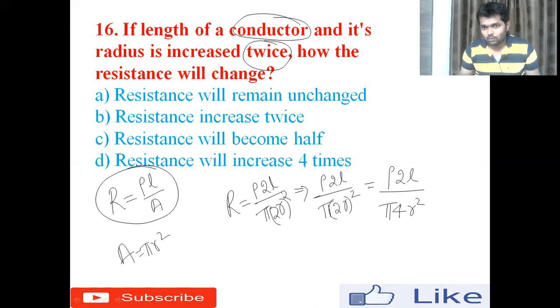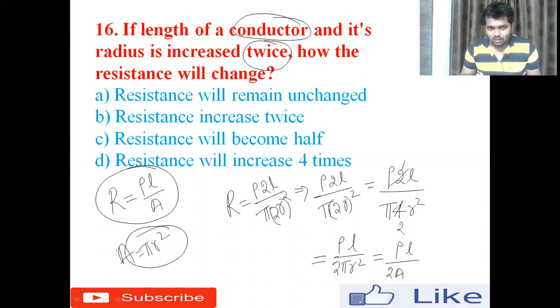Now, 2 ones are 2, 2 twos are 4, can we write like that? So now rho L divided by 2 pi r square. Now I can write rho L whole divided by 2A, because pi r square is nothing but the area. So now it is almost equal to the resistance.